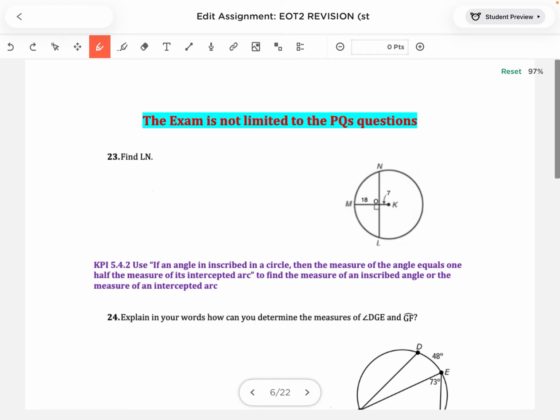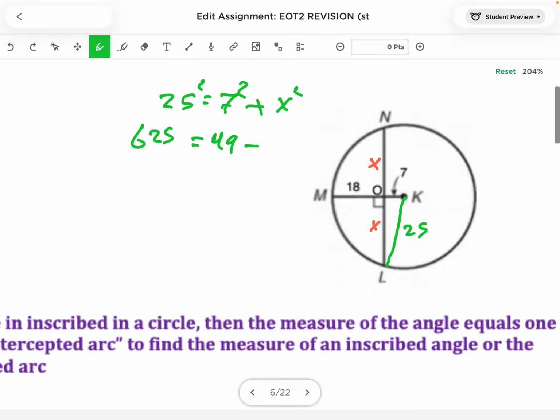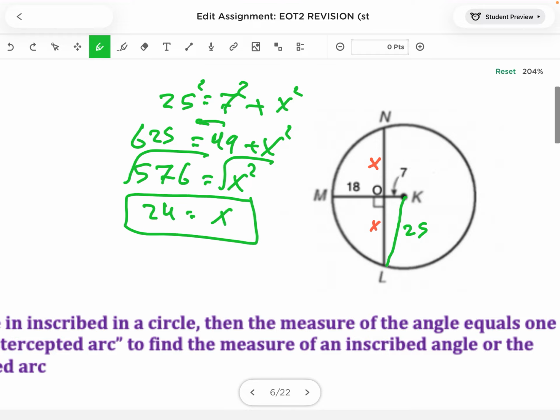Next, same story, they need the chord LN. These two are equal to each other. The whole radius is 7 plus 18, which will be 25. So this side will be 25 and we apply the Pythagorean theorem. 25 squared equals 7 squared plus x squared. 625 equals 49 plus x squared. Move it. 576 equals x squared. Take the square root. 24 equals x.